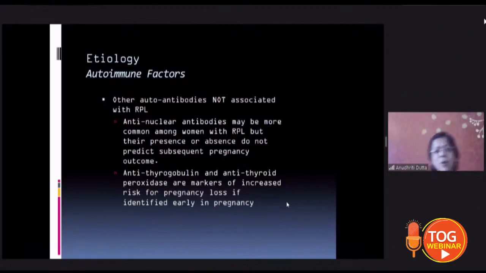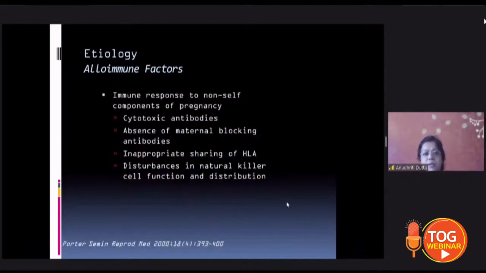Now, the other antibodies which are not directly associated with RPL, but we test for, are anti-nuclear antibodies, which are more common in women with RPL, and anti-thyroglobulin and anti-thyroid peroxidase, anti-TPO antibodies, which are also markers of increased risk of pregnancy loss. Even if not RPL, they've been identified in early pregnancy loss patients.